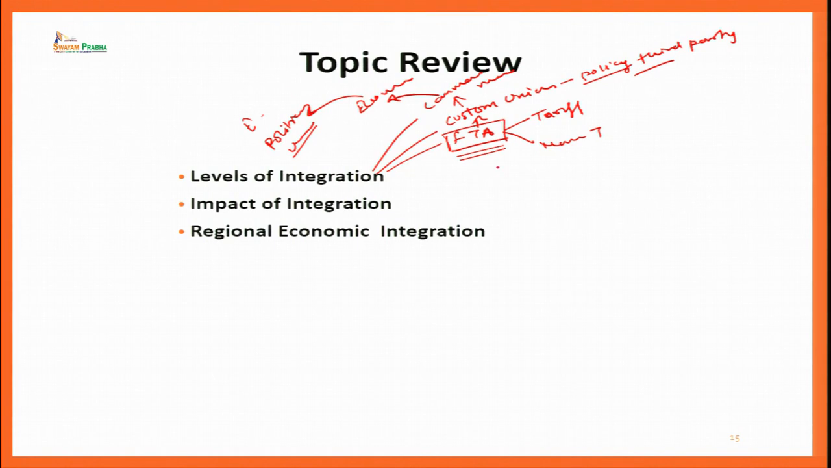So these are the different levels of integration, starting from the free trade area, of which the best example is NAFTA. Then there is the customs union, with the European Union initially behaving like a customs union. Then there was an improvement in the system, their legislation and everything. They became a common market, where they started having a free flow of factors of production.